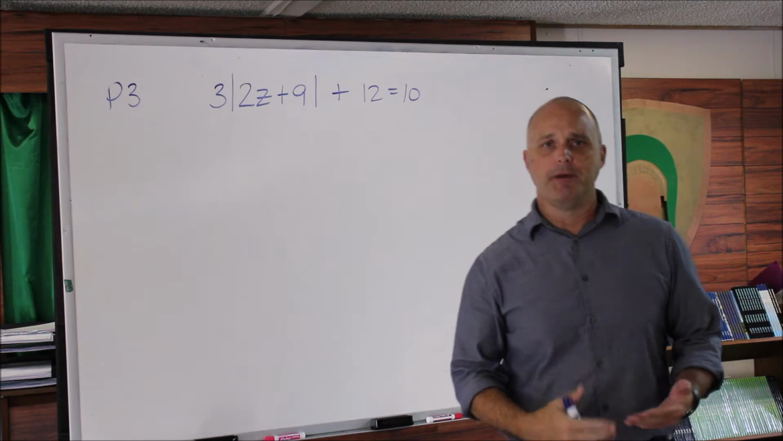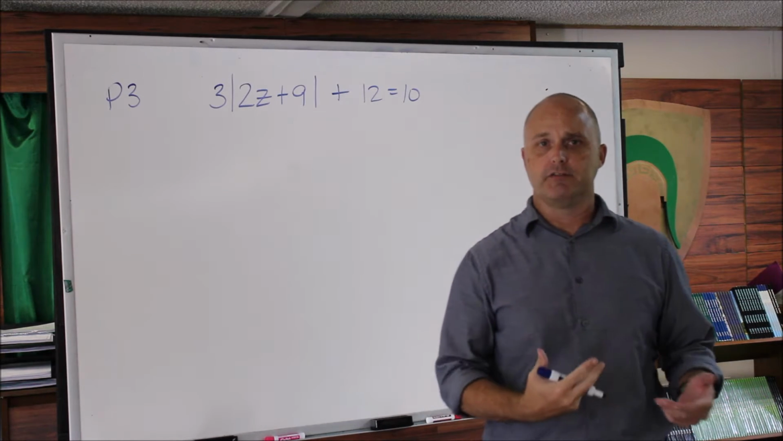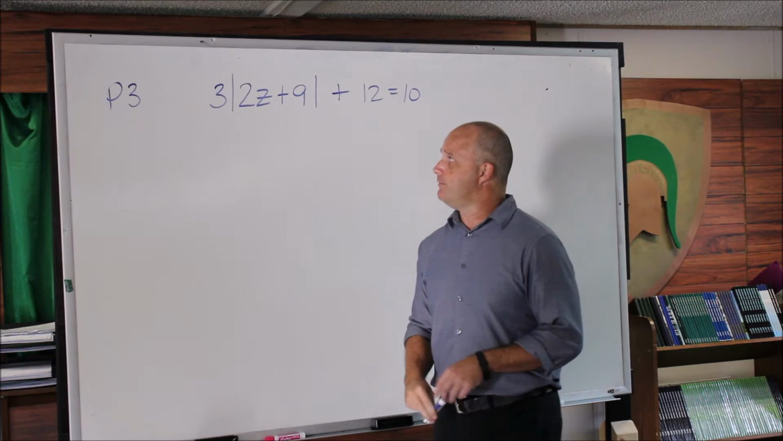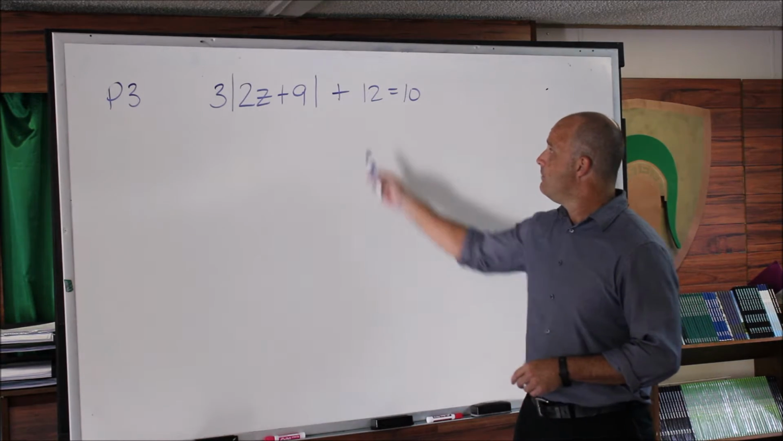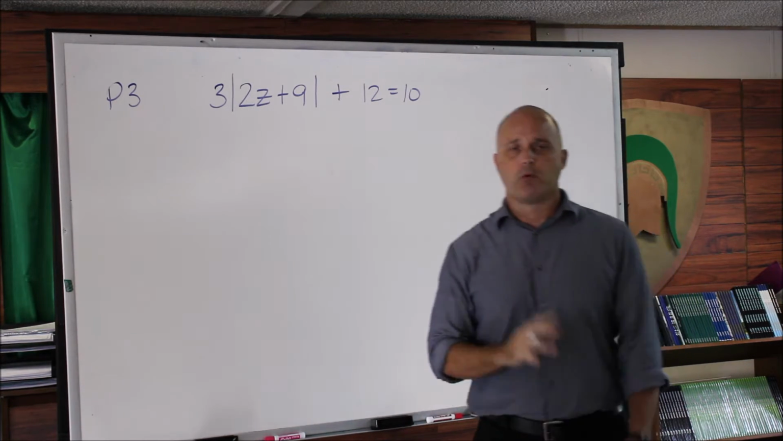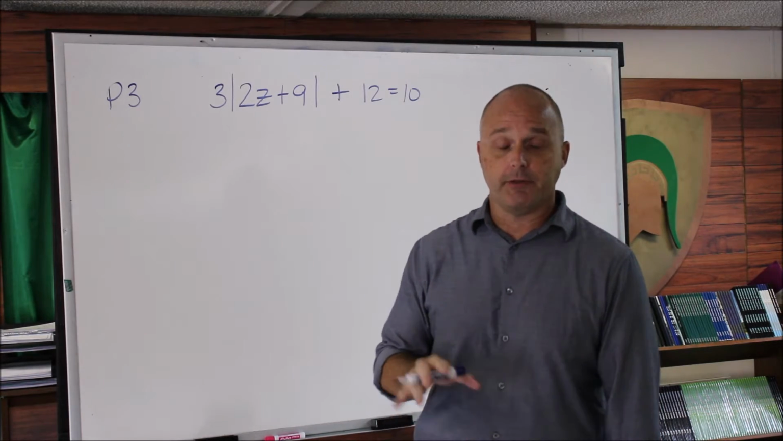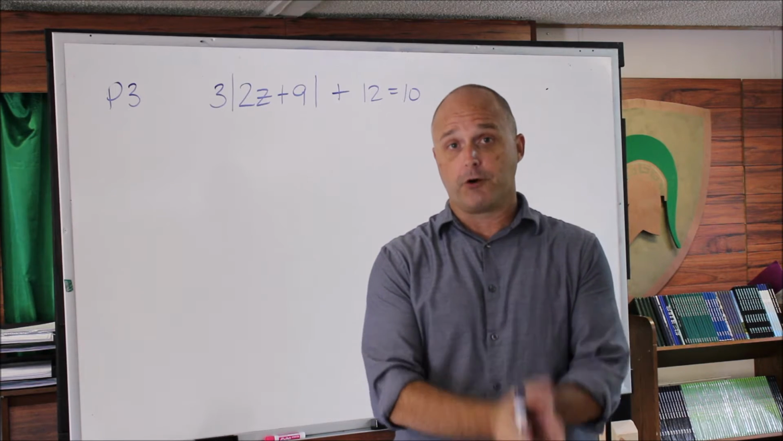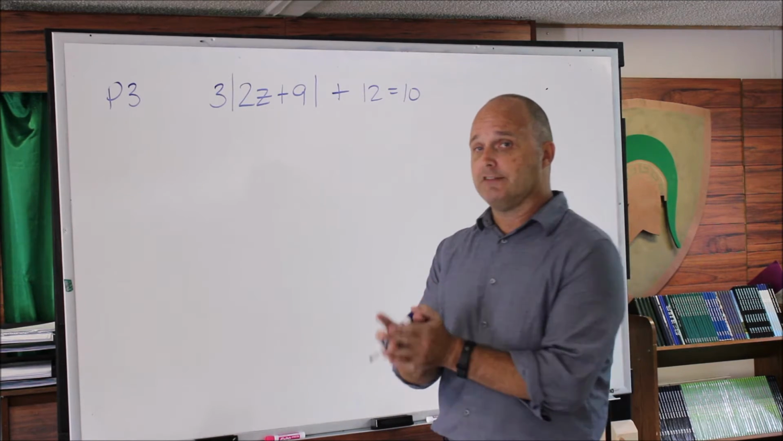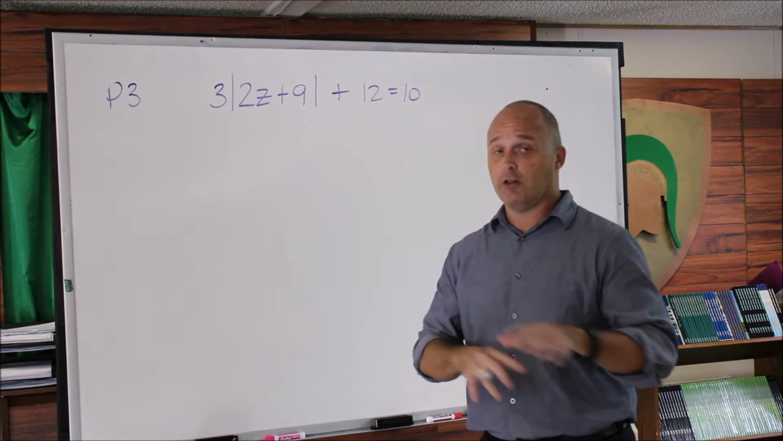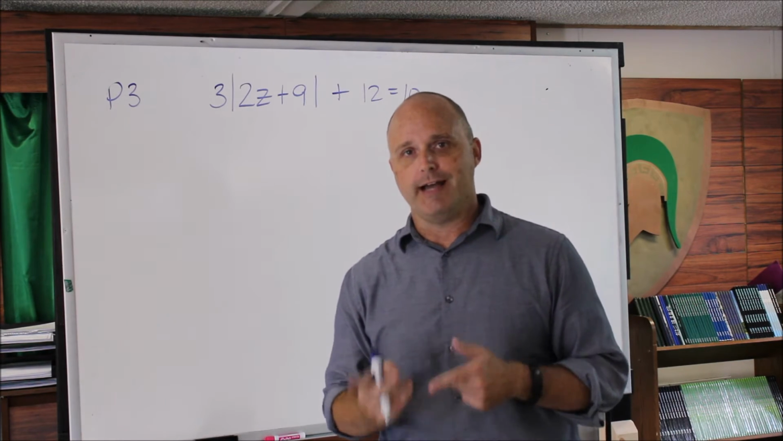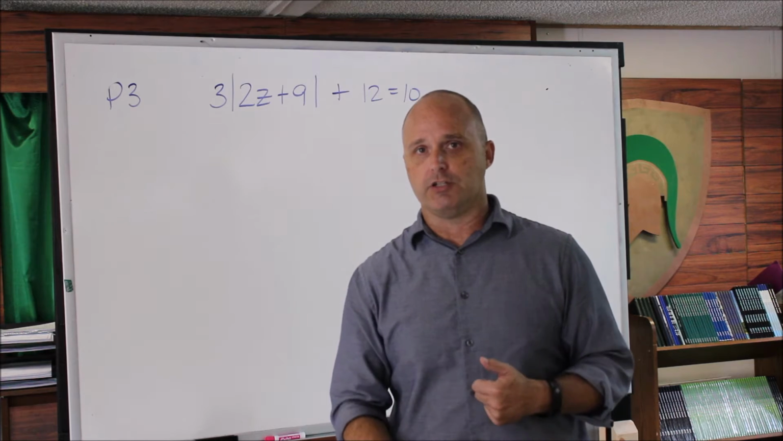Okay, now you can see in problem number 3, we've got a little bit more complicated of a setup. This time we're given 3 times the absolute value of 2z plus 9, plus 12, is equal to 10. But we're going to follow all the same rules that we've already been over. What we need to do is isolate that absolute value first. In order to do that, we follow the same rules that we would use to isolate a variable. And that's we're going to use the opposite of the order of operations.